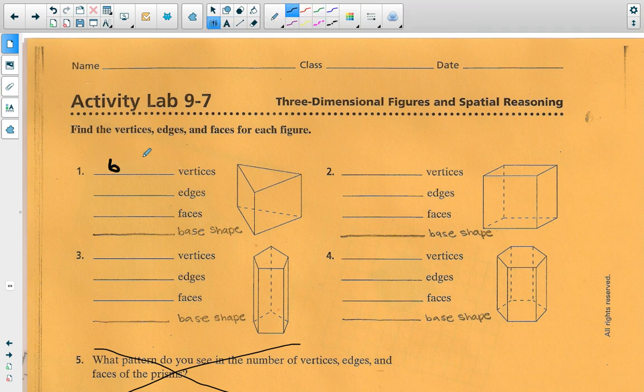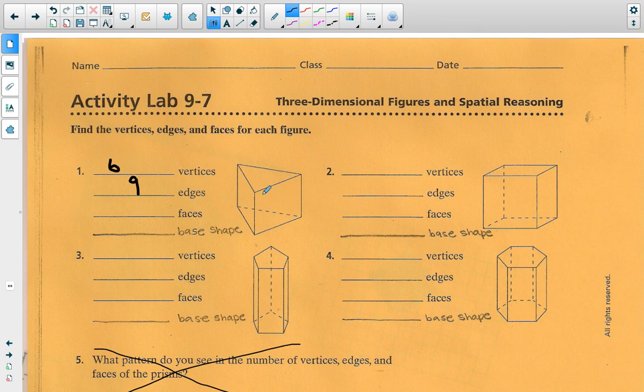How many edges do I have? 1, 2, 3, 4, 5, 6 edges. Is that all of them? No, I forgot these. 7, 8, 9. I have 9 edges. Don't forget you have them on the sides too.